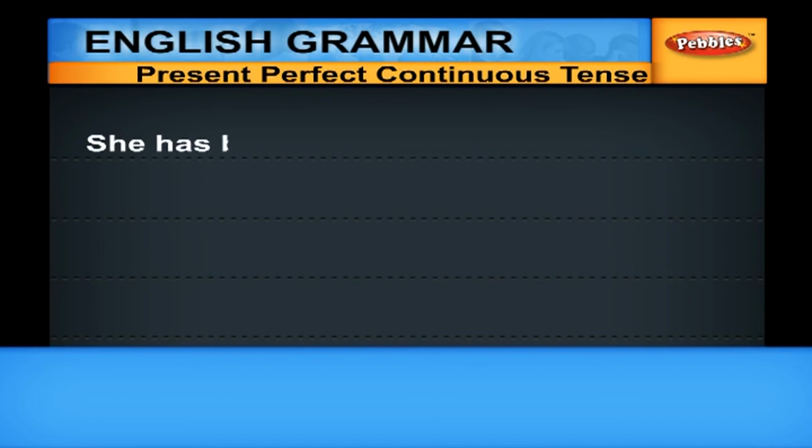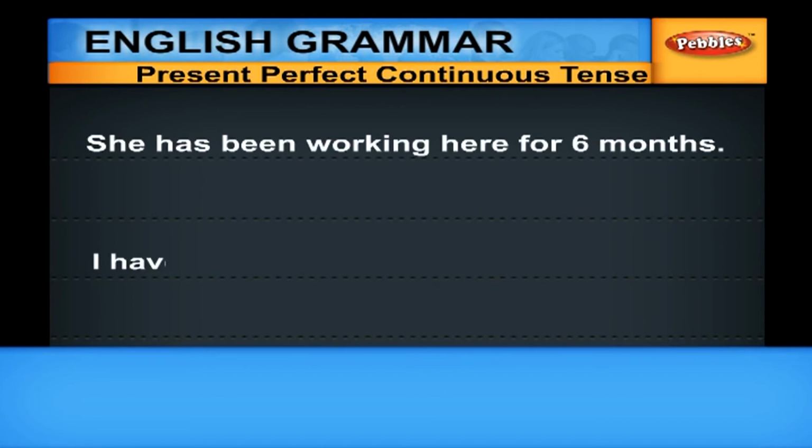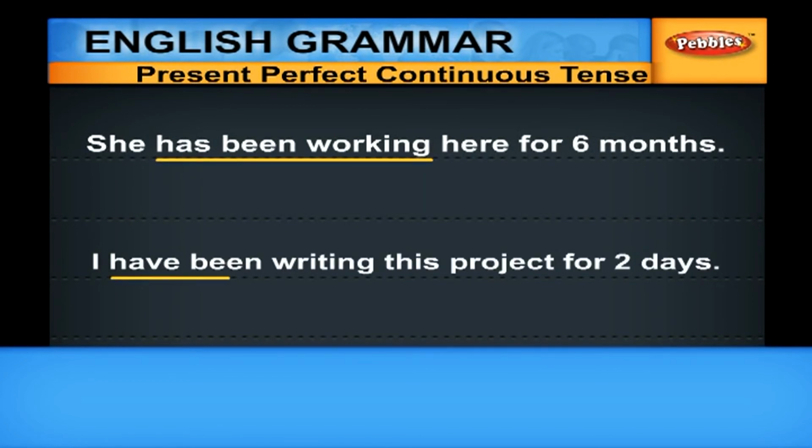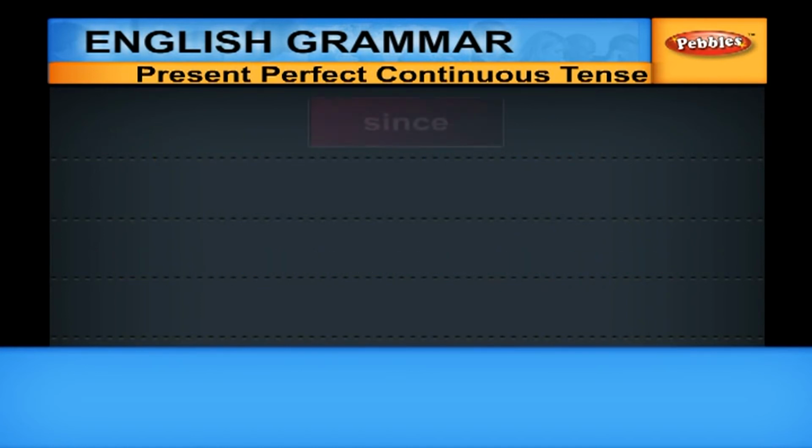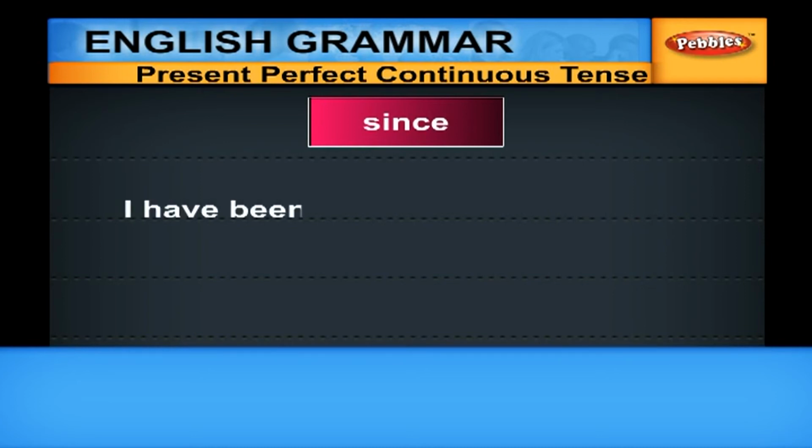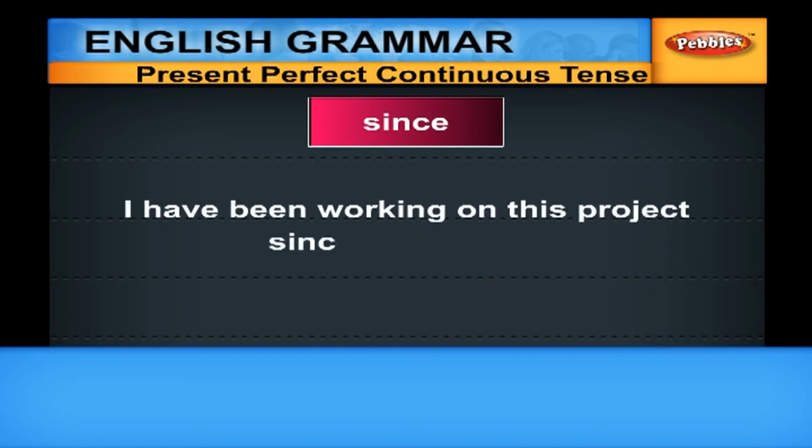She has been working here for 6 months. I have been writing this project for 2 days. For duration, you have to use for. If I am going to say from which point the work has been going on, we have to use since. I have been working on this project since last month.